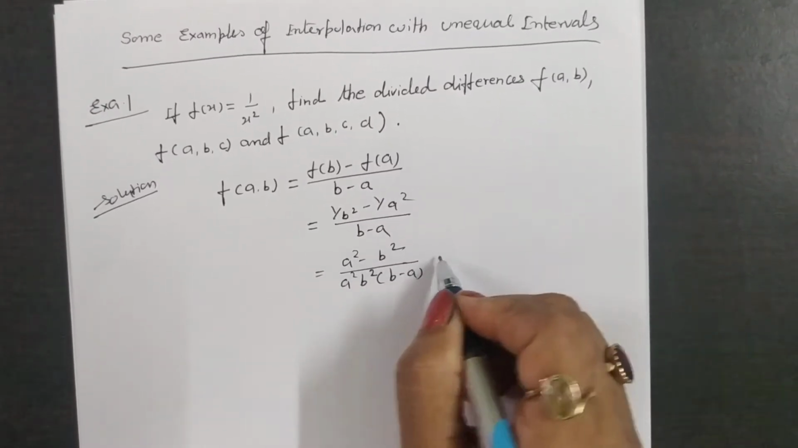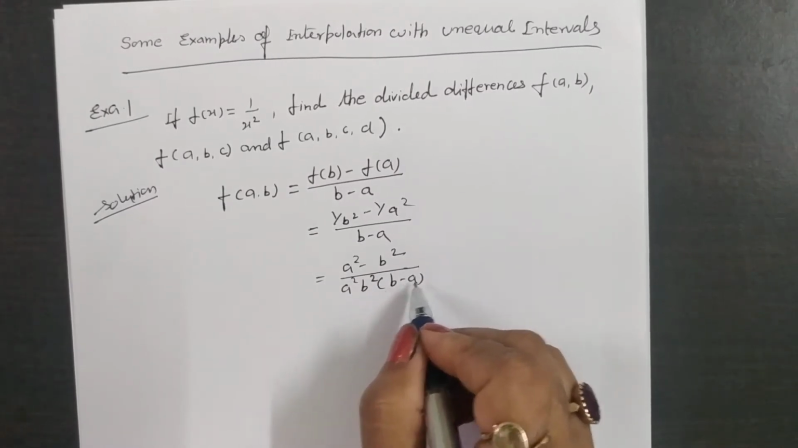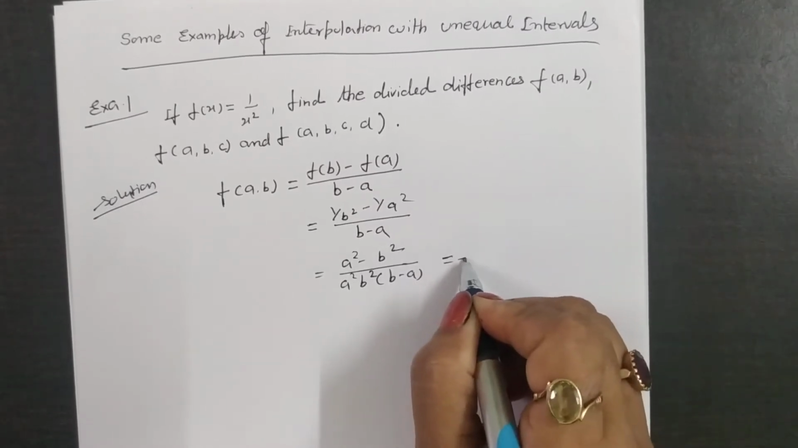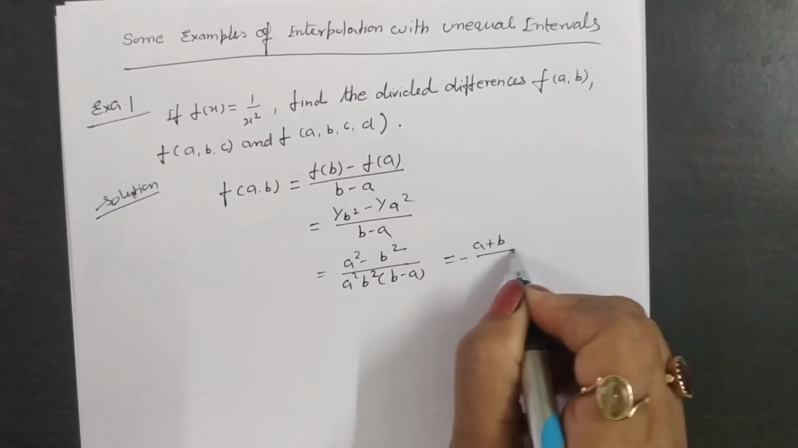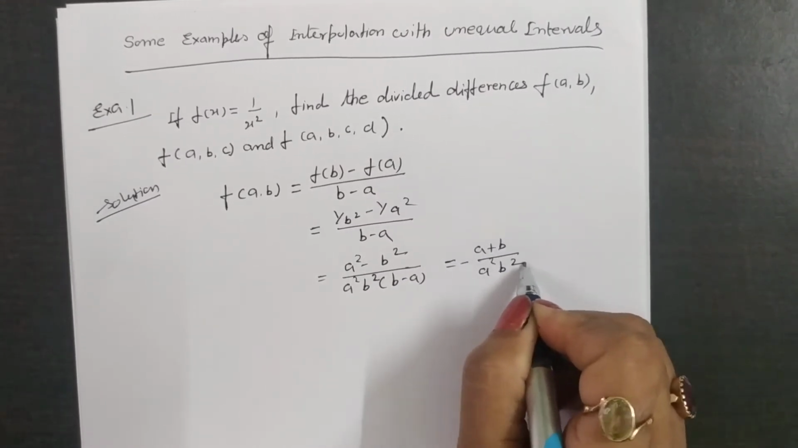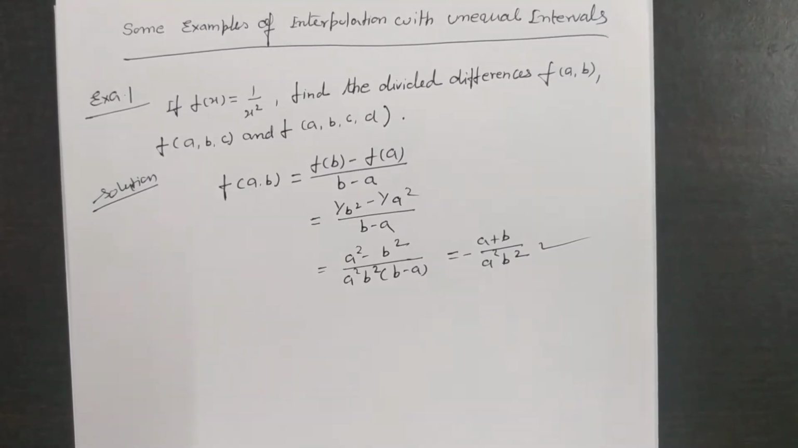Now if we take the minus sign common here, then this becomes a minus b. So this is equal to minus of a plus b divided by a square b square. Clear? This is the value of f[a,b].